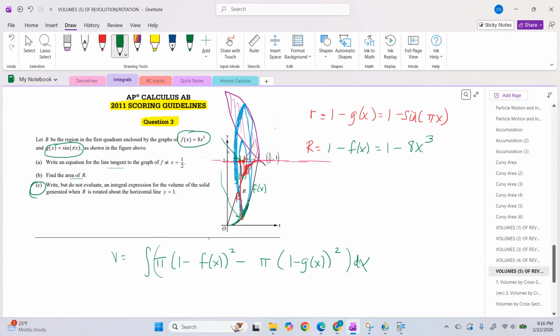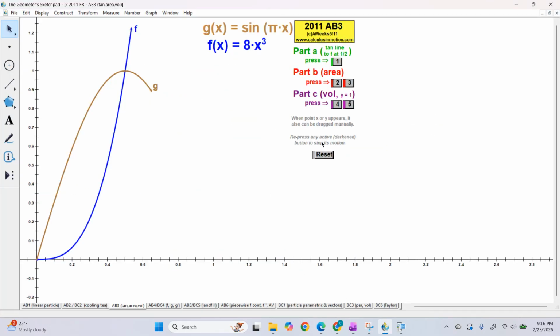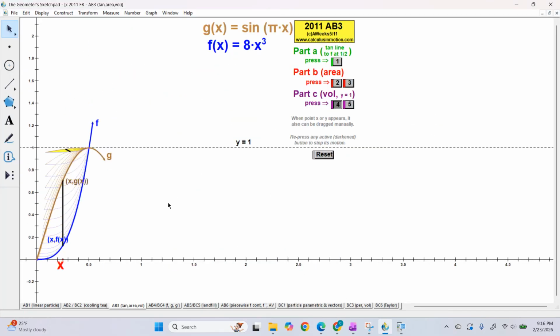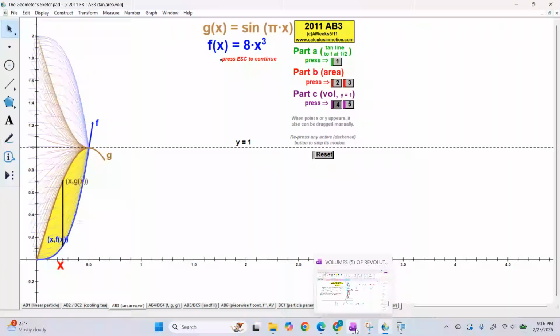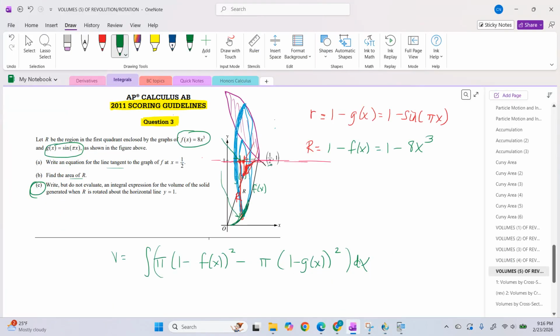All right, where do my cylinders start? Let me just look at this one more time. My cylinders started over here at 0, and my cylinders went to where they intersected. What x value did they intersect at? 1/2. Don't put 1. You want the x, right? You're going from an x to an x. So x equals 0 to x equals 1/2. And I think that's all, isn't it? Yeah, because it says write, but do not evaluate. So that's it.